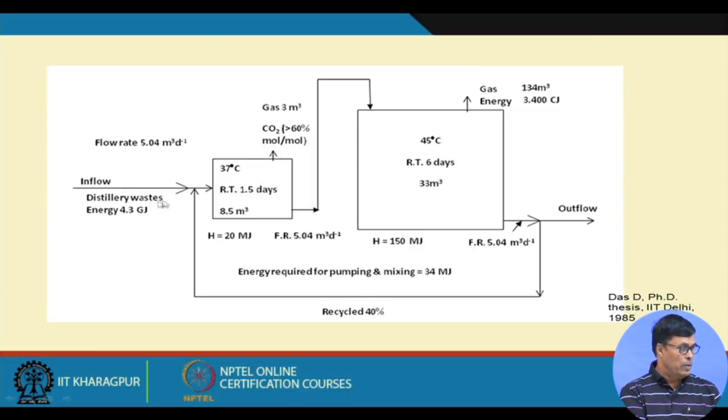Now, this is when distillery effluent comes like this and goes like this. This is the energy required for this. The mixing and pumping is 34 megajoule, and here it is in the form of substrate 4.3 megajoule, and when you get that energy here, we also get our gas, which contains 134 cubic meters.